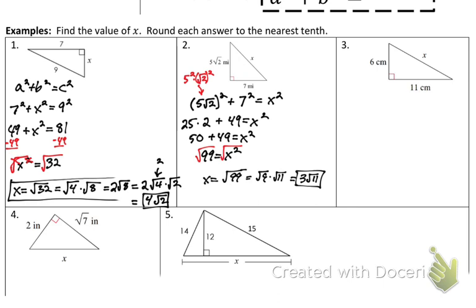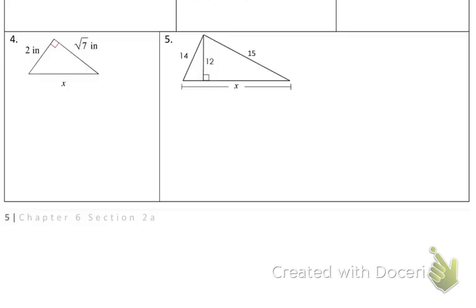All right, we're going to skip the next two real quick. We're going to come back to those if we have time. You're going to do those on your own. But I'm going to skip to number 5. Number 5 says, I need to find this missing side.